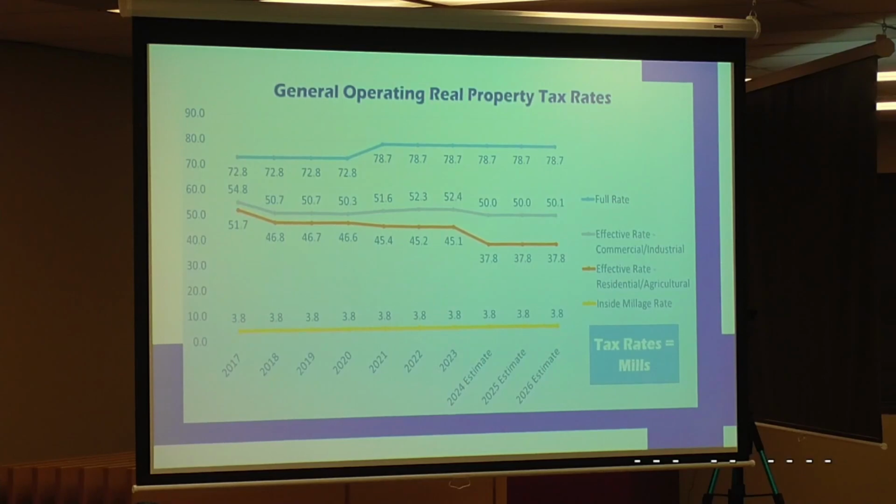The effective rate for commercial, which is the gray line, and the effective rate for residential and agricultural, the orange line, these are reduced rates. These are the reduced rates that are used to calculate the property tax bills. As the values increase, the effective rates decrease to ensure that property owners are not seeing inflationary increases on their property tax bill.